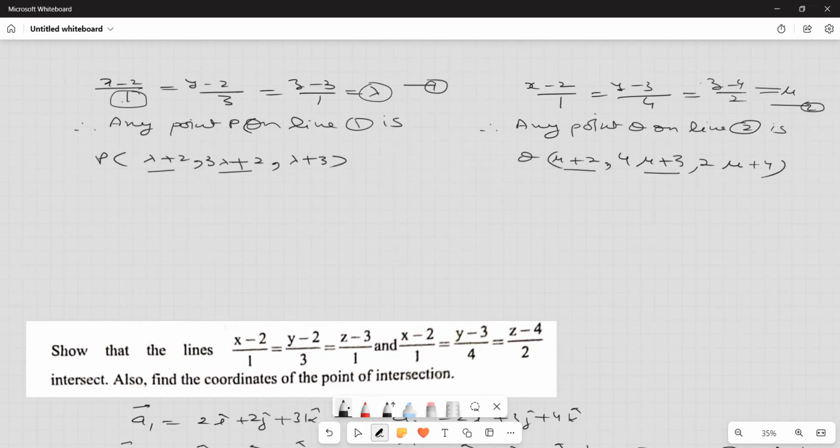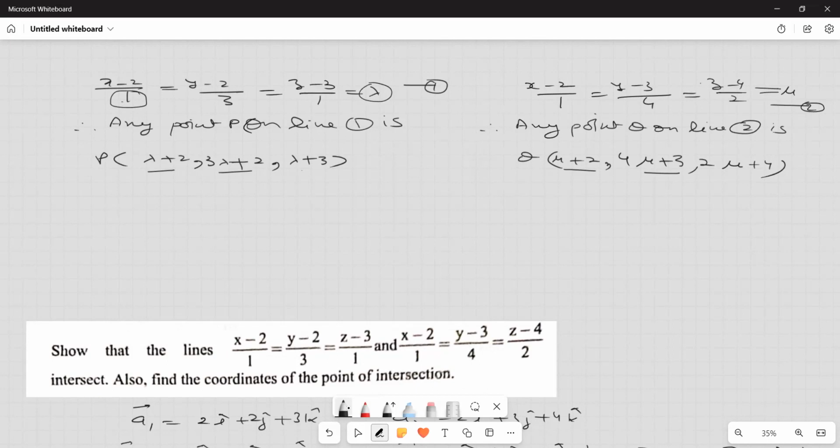Or if it is easy for z, you can take x, z, y, z accordingly. Solve 2 and put the value of lambda and mu in the third coordinate. If it is same, that means they intersect and then find the point. If they are not same, then the lines don't intersect.